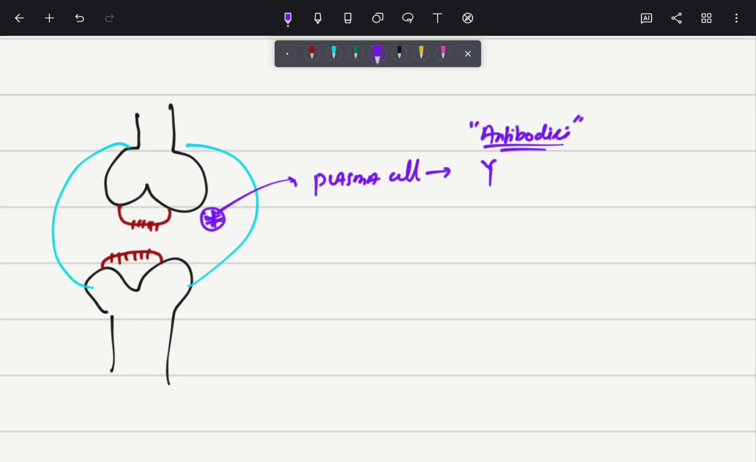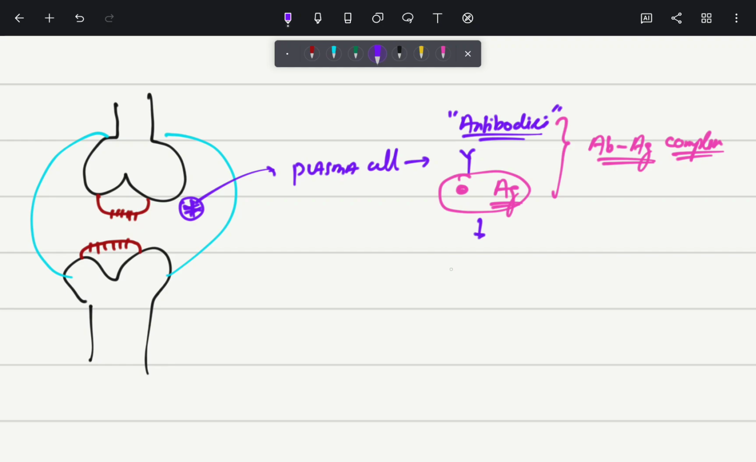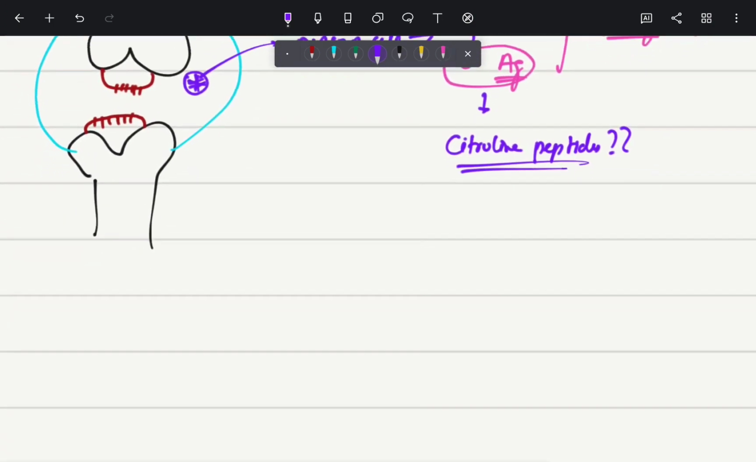So in the synovial or in the synovium, the scientists were able to find out that there were plasma cells and there were antibodies which were acting on antigen. Now what is this antigen antibody complex consisting of? The antigen here is citrulline peptides. Now what are these citrulline peptides? We have to understand by drawing a small diagram again.